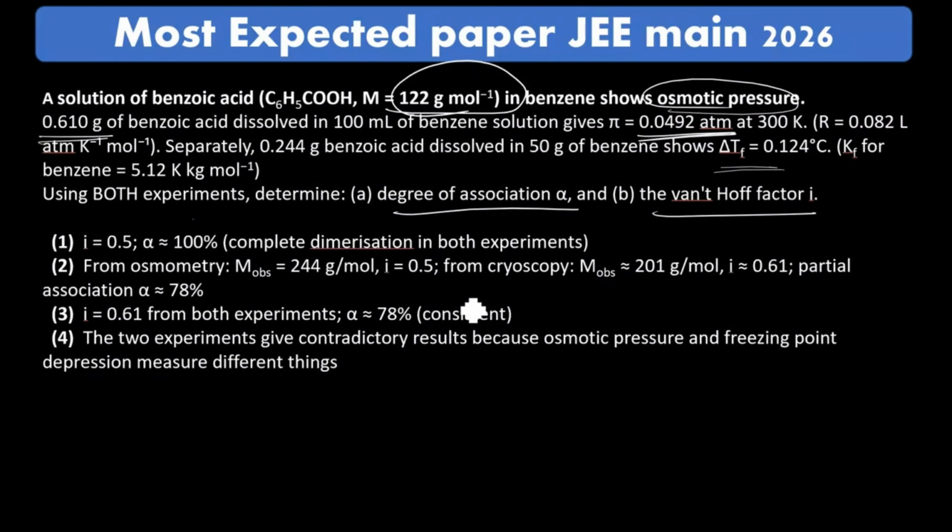Look at the options. Once you solve the question, you can look at the options and check which option gives you the right answer. This is almost the problem. What else are they asking in the options? i is 0.61 from both experiments. Alpha is equal to 78. Okay, so what you can do? The i value will be 1 minus alpha by 2. Just substitute the values. If the i value is 0.61, then what would be the alpha? So you will get alpha as 78%. Okay, that's what the whole calculation is about. You can check the answer.